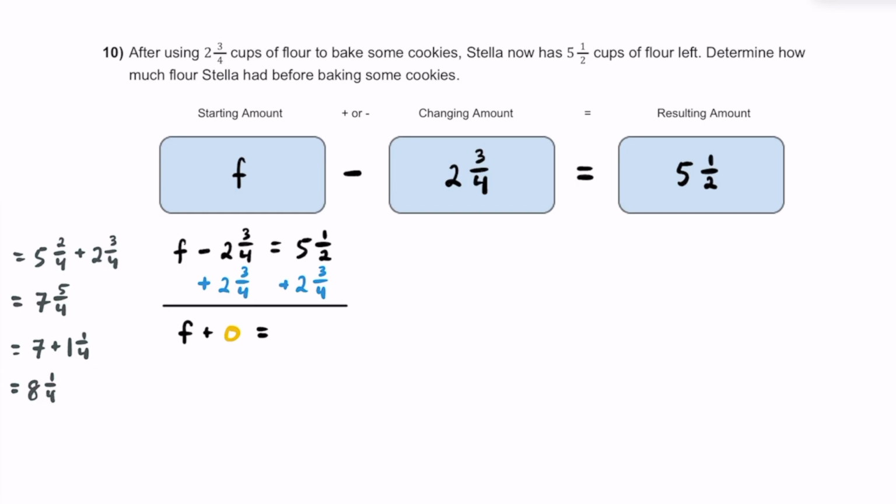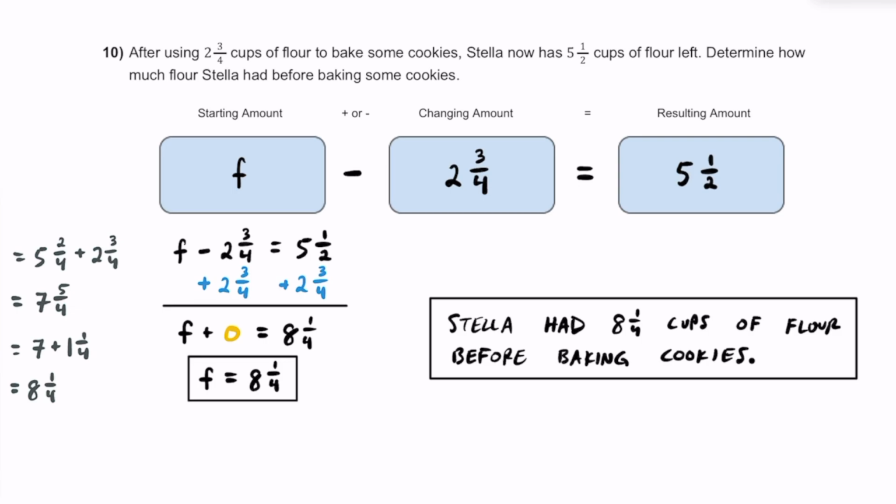So the other side here, or what we had before, or what if Stella didn't use any flour, should be 8 1/4 to begin with. So using the identity property of addition, we can drop the 0 and just say the amount of flour Stella originally had was 8 1/4 cups. So in conclusion, we can go ahead and say that Stella had 8 1/4 cups of flour before baking cookies.